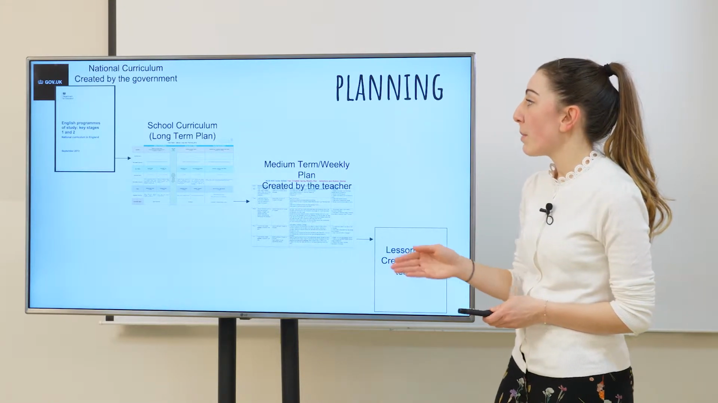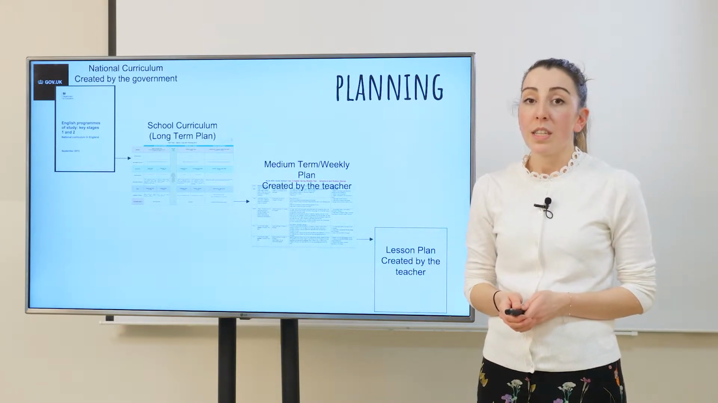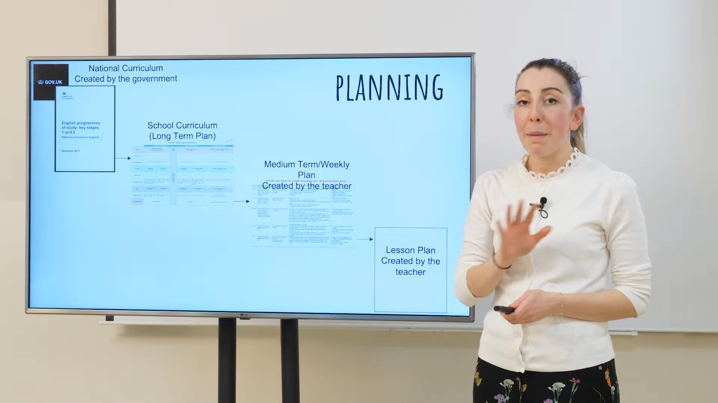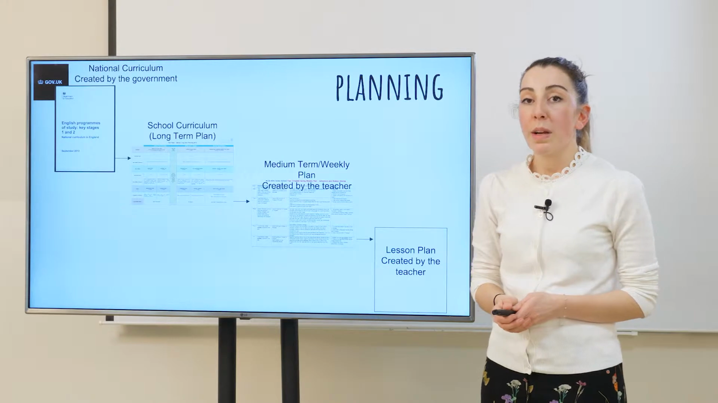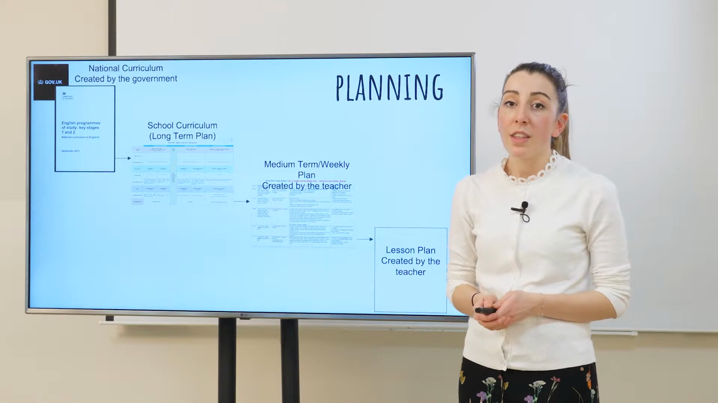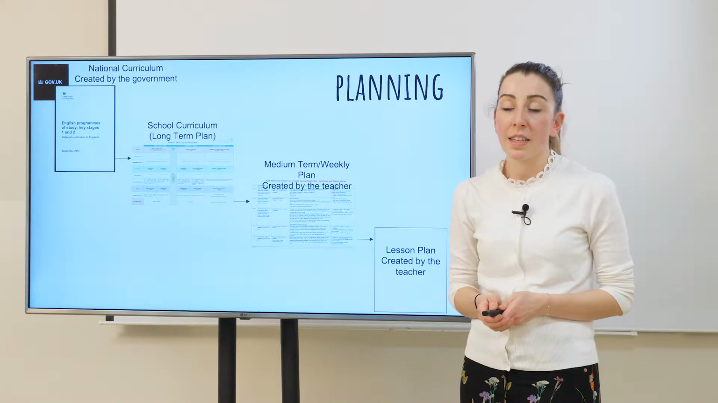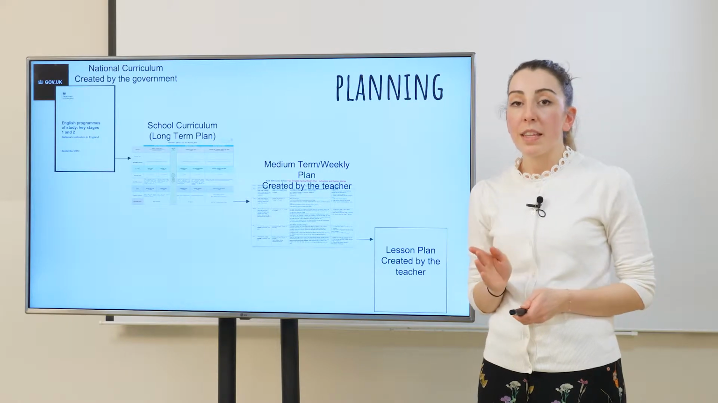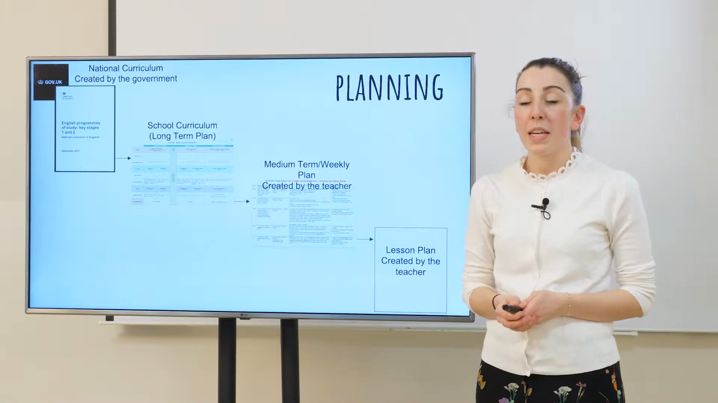Then the schools will create something called a school curriculum or a long-term plan. This is what the school uses to decide what children are going to learn in each subject across the school, and they map it so that the children know what they're learning and so the teachers know what they're planning. Then we have something called a medium-term plan or a weekly plan, and this is created by the teacher. This is so they know what they're doing from week to week. Then there are the individual lesson plans. These lesson plans are for individual lessons like English or maths or science, and you don't have to use them, but lots of teachers do to help them teach the best lessons that they can.